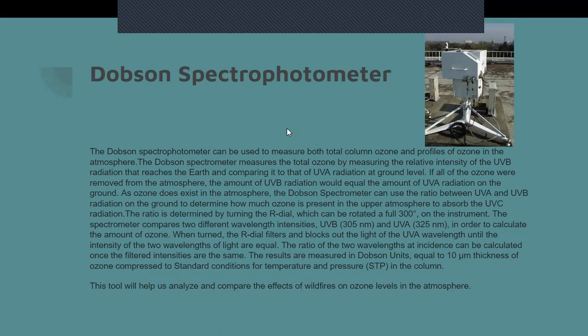When turned, the R dial filters and blocks out the light of the UVA wavelength until the intensity of the 2 wavelengths of light are equal. The ratio of the 2 wavelengths at incidence can be calculated once the filter intensities are the same. The results are measured in Dobson units, equal to about 10 microns of thickness of ozone compressed to standard conditions for temperature and pressure in the column.